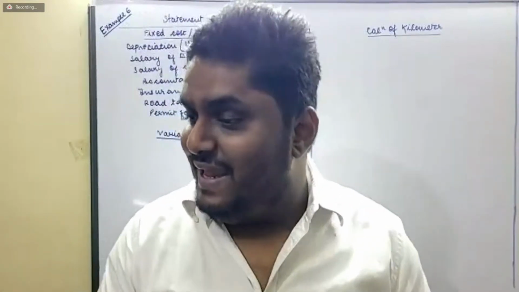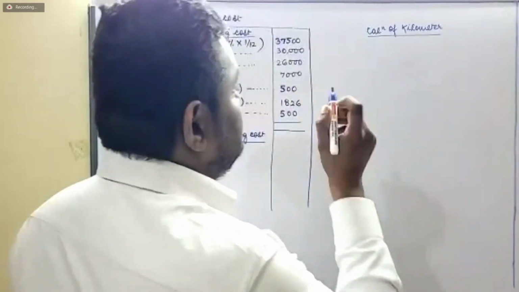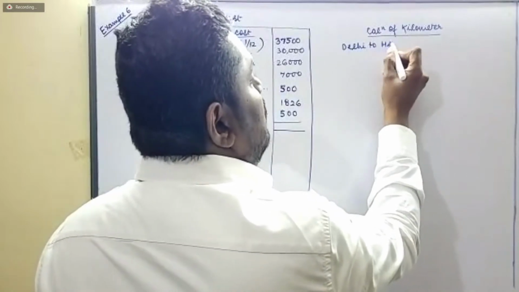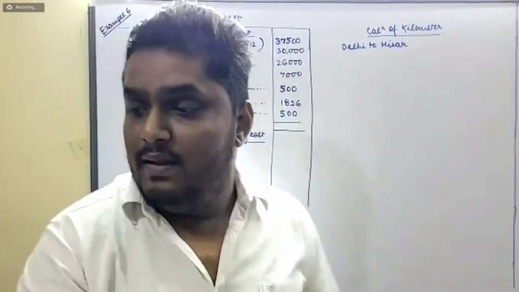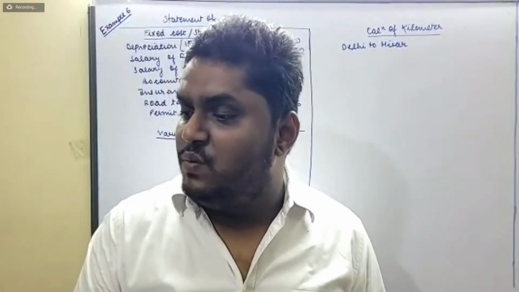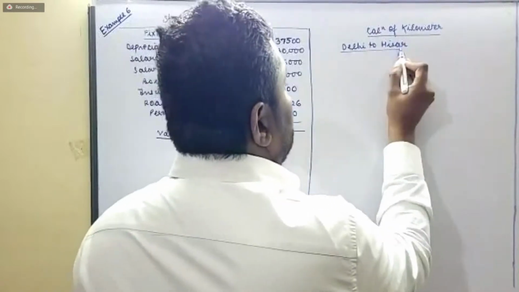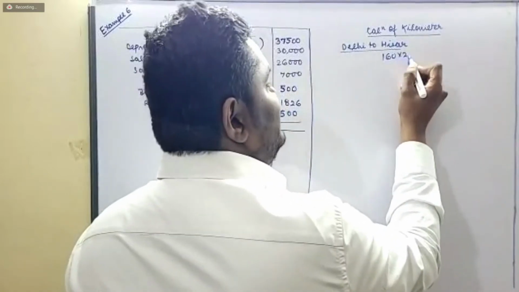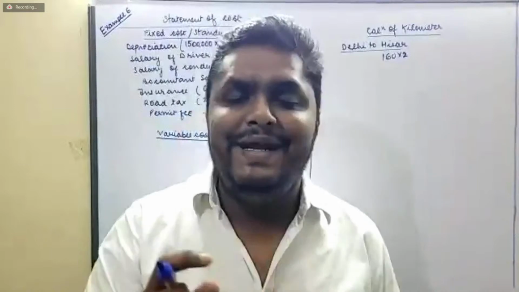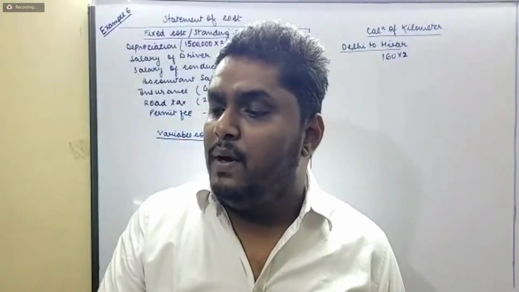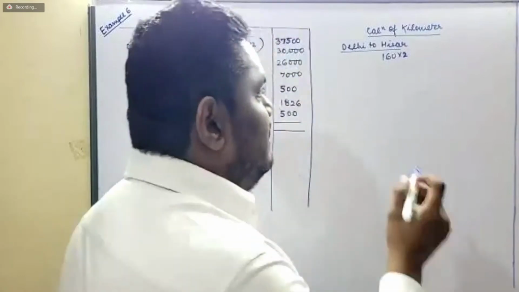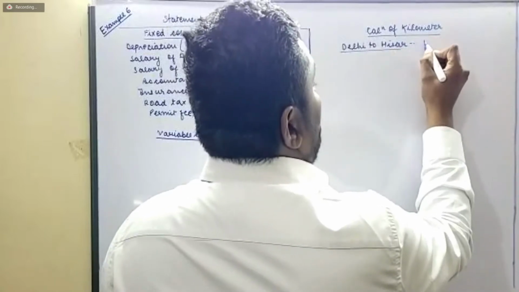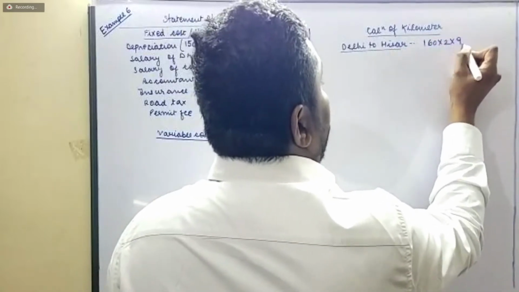So now let's start with the calculation of kilometers. From Delhi to Hisar, the distance traveled one way is 160 kilometers. 160 kilometers onward journey, so the return journey will also be 160 kilometers. So total 320 kilometers in a trip, and the total number of days run each month is 9. So 160 into 2 into 9.